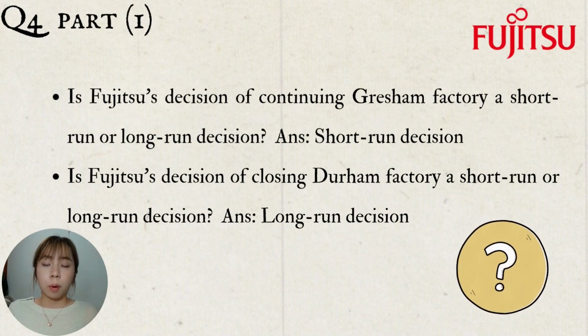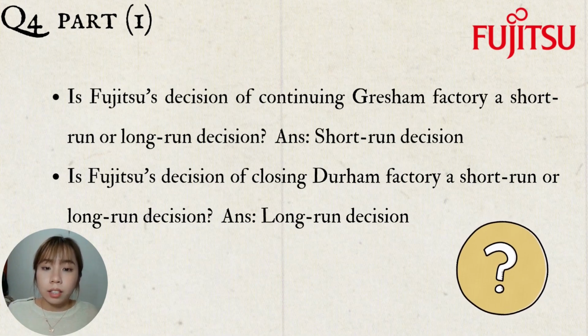For part 1 of the question, is Fujitsu's decision of continuing the Gresham factory a short-run or long-run decision? Well, the answer is it is a short-run decision, because the company is only temporarily continuing its production at the factory. On the other hand, the decision of closing the Durham factory is a long-run decision because the firm has decided to permanently close the factory.